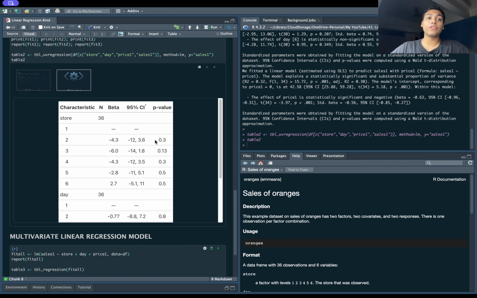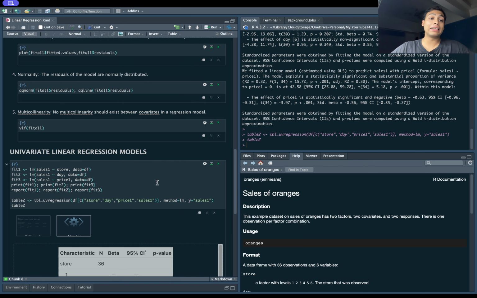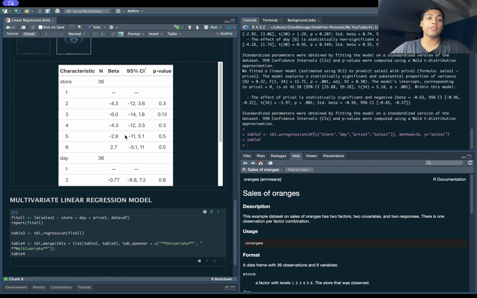Pretty good if you ask me. We spent little to no time and we got all this stuff. But this is a simple linear regression model.